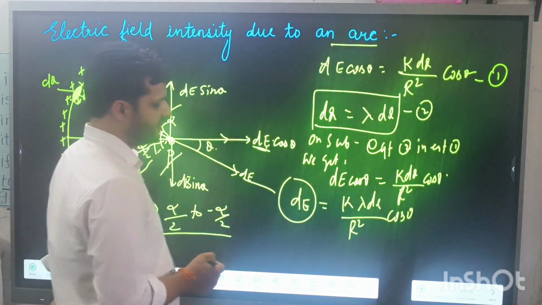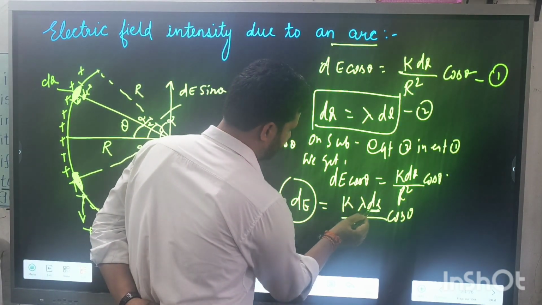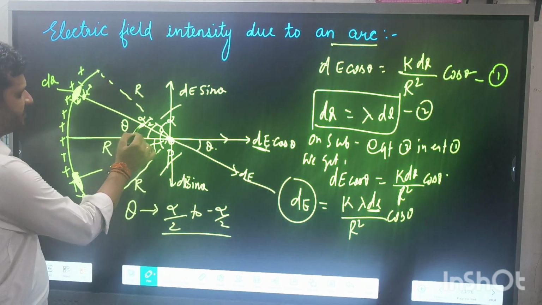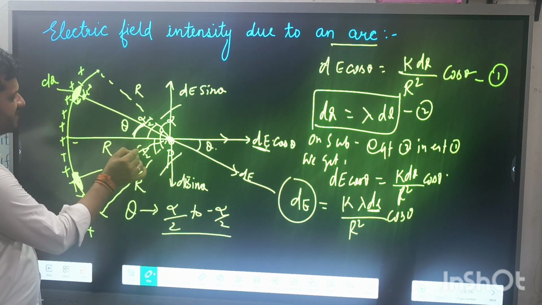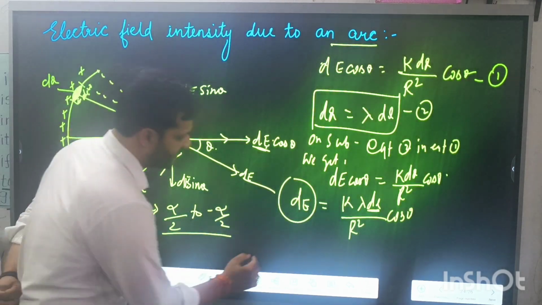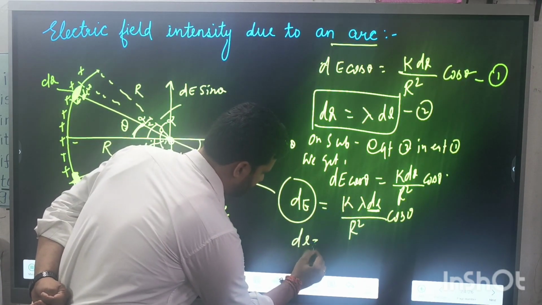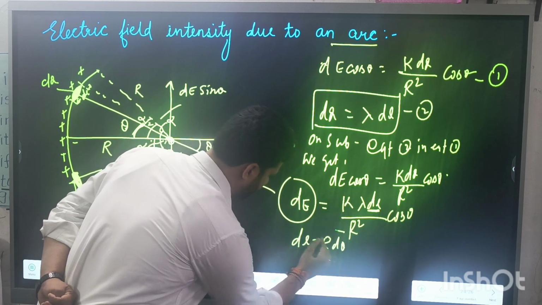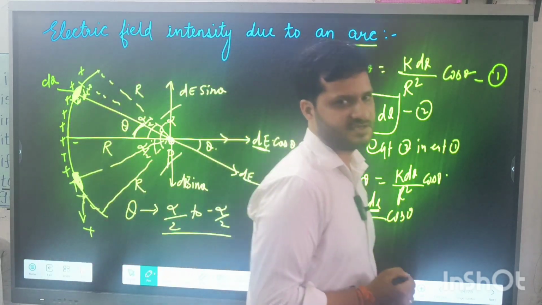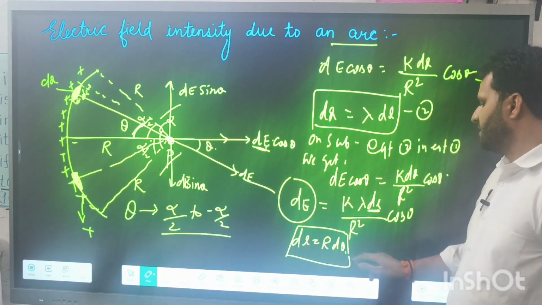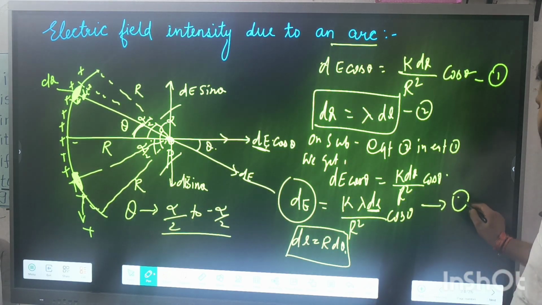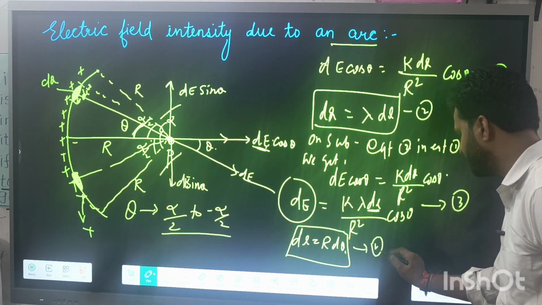So the next challenge is how to calculate the value for dl. Now you can apply the concept of plane angles. If the angle is theta and the radius is r, and you take a small length dl, then dl becomes r d theta, as per the plane angle concept, since theta equals arc length upon radius. We have used this concept to get the value for dl. Now consider this as equation number 3. This will become equation number 4.